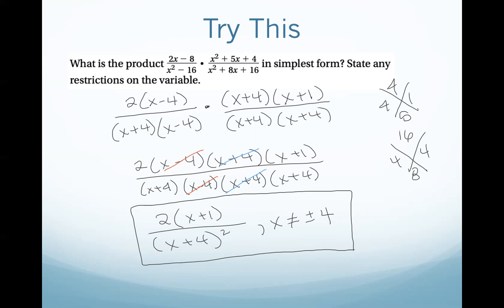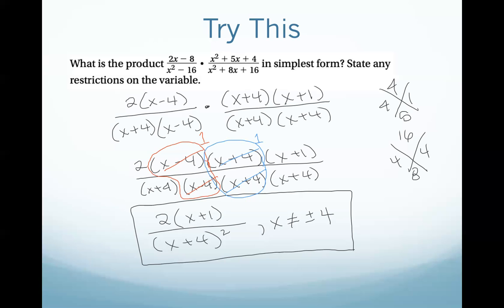So what's happening when we cancel these out is that this is turning into a giant 1. And this is turning into a giant 1. So it can't be reused. It's already been reduced. Okay, so our final answer here, 2 times the quantity of x plus 1, all divided by the quantity of x plus 4. I've got 2 of them, so I can write it as squared. Okay, x plus 4 squared in the denominator. And then the restrictions that I had, I reduced by an x equals 4 and an x equals negative 4. I can write that in compact form as x cannot be positive or negative 4.